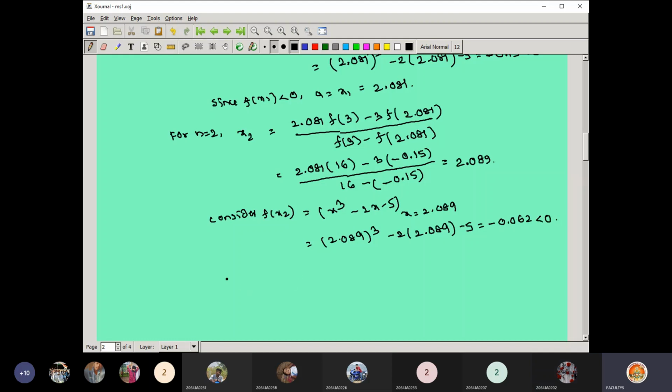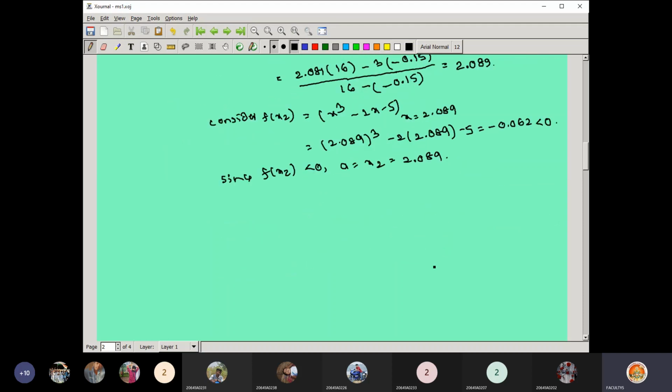So less than 0. So make a statement since f of x2 it is less than 0. So again A is going to be changed x2. That x2 value is nothing but 2.089. మీరు x2 అంటే approximate root చూడాలి. Don't write down your final answer. So again you are substituting for n equal to 3.